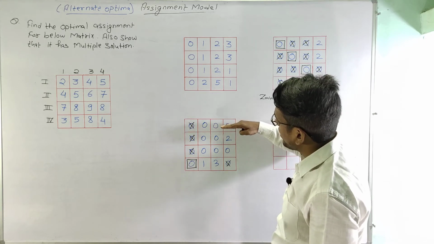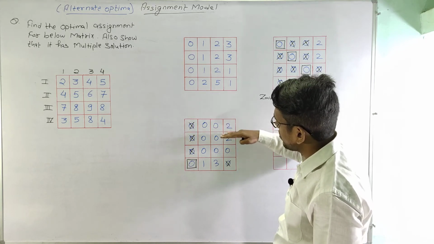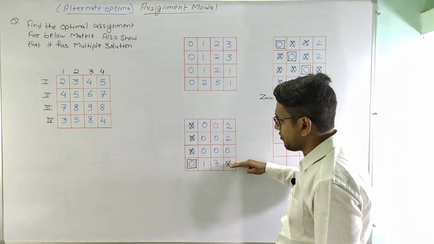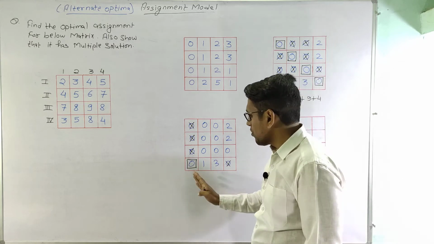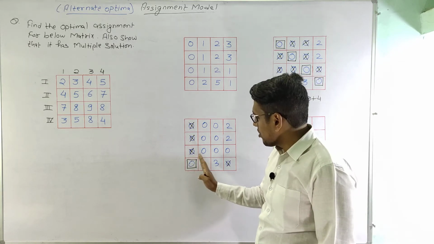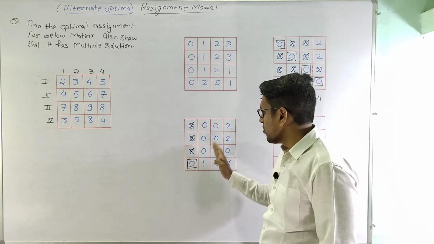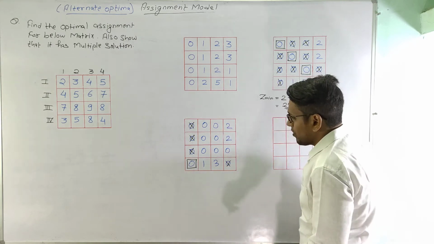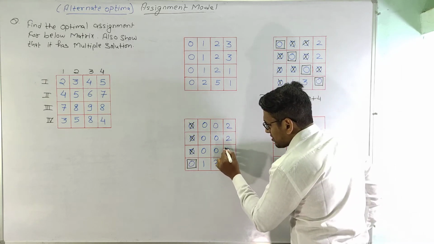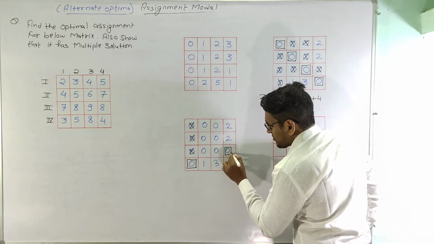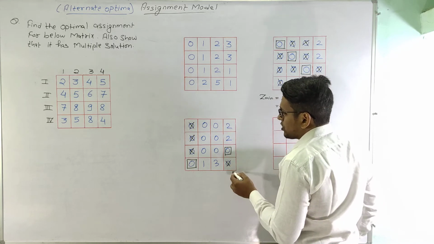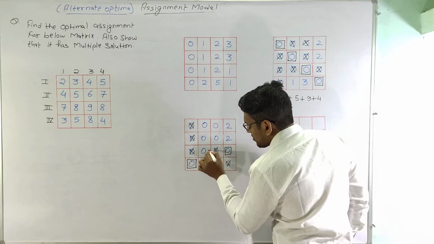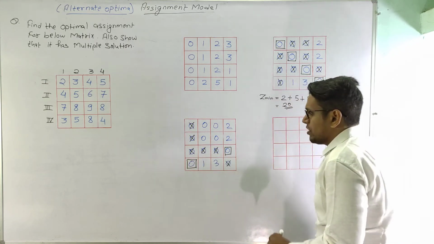So if we move row wise, row 1 has more than one zero, row 2 has more than one zero, row 3 has more than one zero, row 4 has been assigned. Now moving on column wise, column 1 is assigned, column 2 has more than one zero, column 3 has more than one zero, column 4 has a single zero now. So because column 4 has a single zero, we are able to assign this zero, and once this has been assigned, no more assignment can be done in this column and in this row. So these two zeros are going to be crossed out.